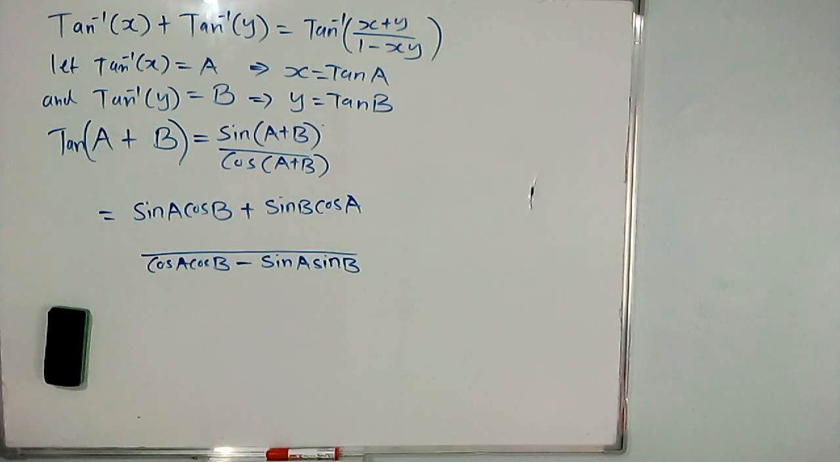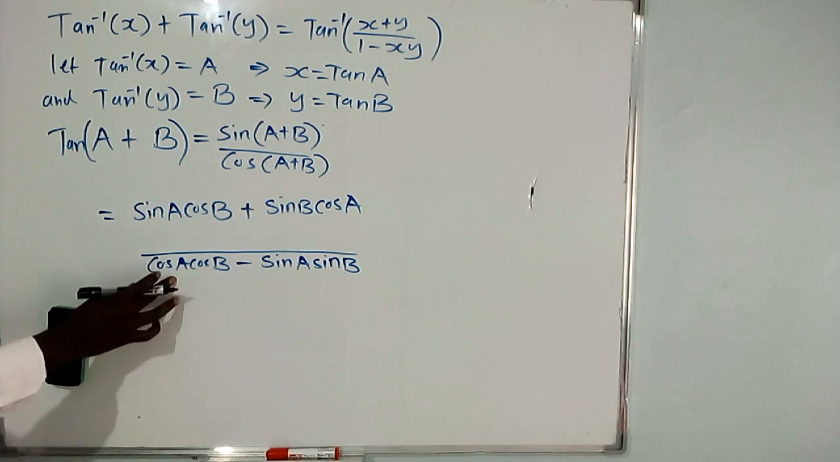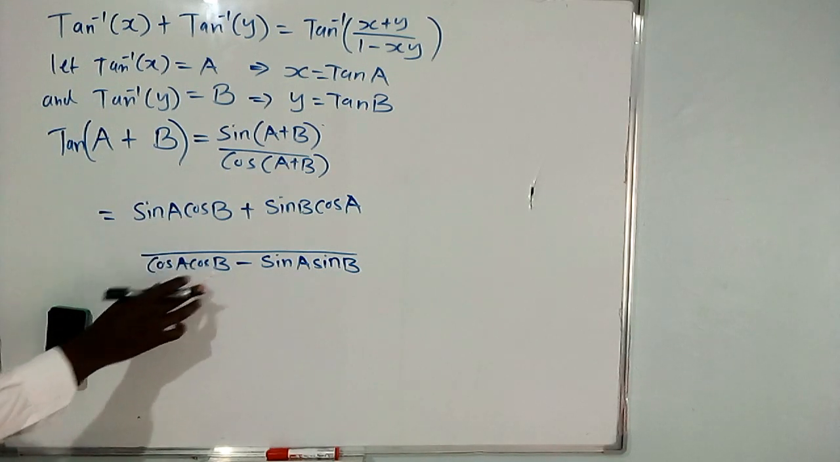Now having expanded the two, everything must be in terms of tan, because it is tan we are dealing with here. x was tan a and y was tan b. On the right hand side of the equation, we have (x plus y) over (1 minus xy), so it must be in terms of tan a and tan b. For us to get tan, we divide everything by cos. How many cos do we have here? We have cos a and cos b. Meaning we must divide all through by cos a and cos b.